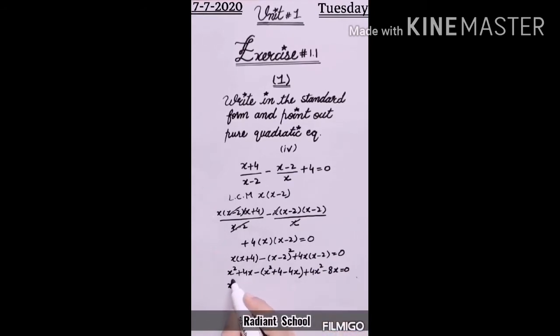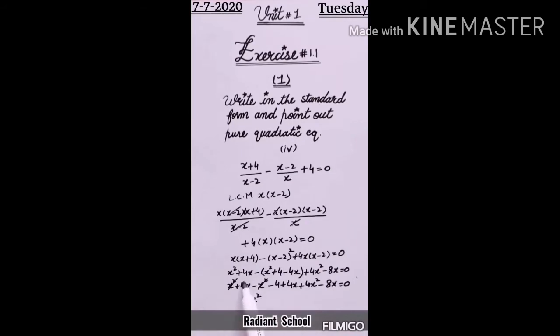Now we will open the bracket and simplify this minus sign. Minus x square minus 4 plus 4x plus 4x square minus 8x is equal to 0. Now we have to simplify the like terms. Plus x square minus x square will be cancelled. We are having 4x square.